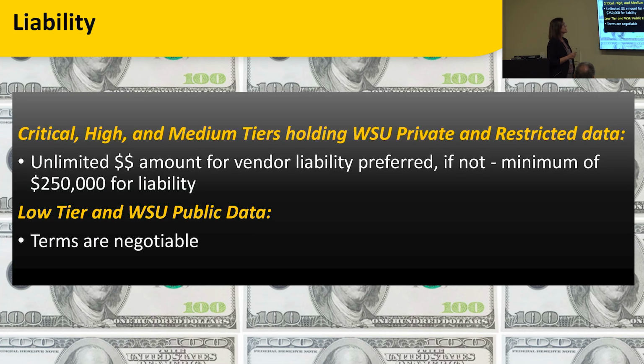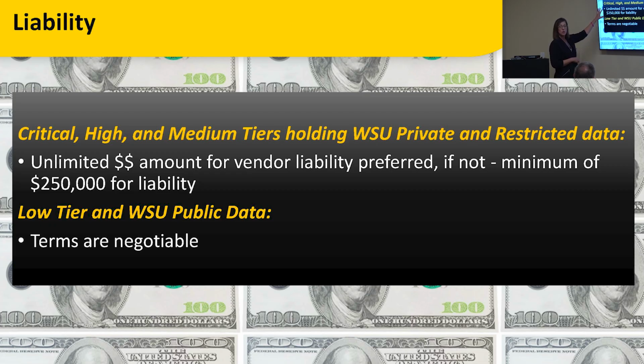For liability, this is one of the ones that we added more recently as well. Because of all of the security breaches going on with big vendors that then impact all of us, like MOVEit, or the most recent one that I can't think of right now, Canvas, that impacted a lot of institutions, we've decided that for our higher tier vendors, we're really going to push for a minimum of $250,000 for liability in our contracts.